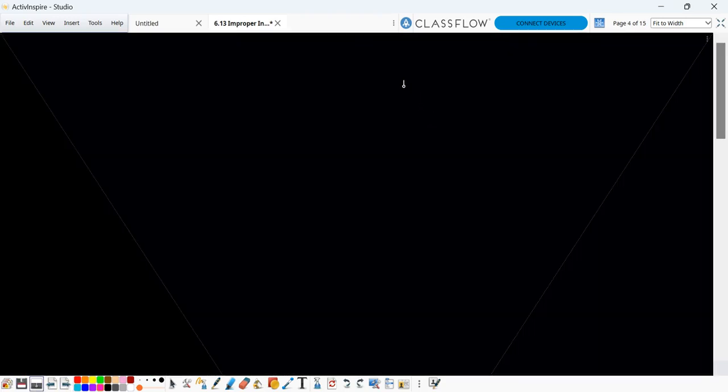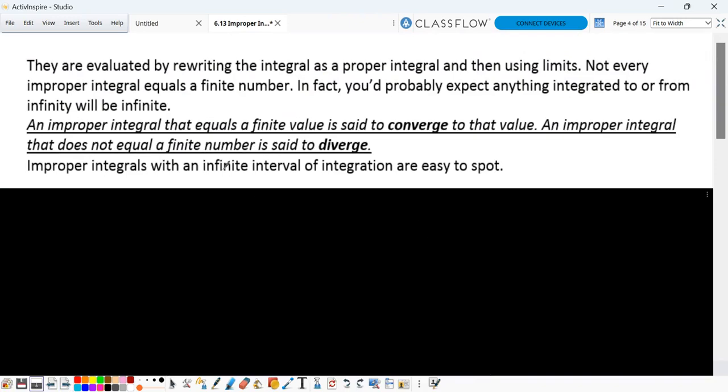Okay, so here we have formal notes. They are evaluated by rewriting. First thing, you must rewrite as a proper integral. You make them proper using limits. This is a very important step. You have to make them proper before you apply any kind of calculus rules.